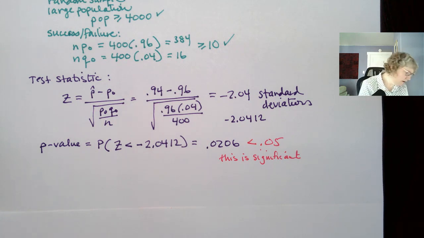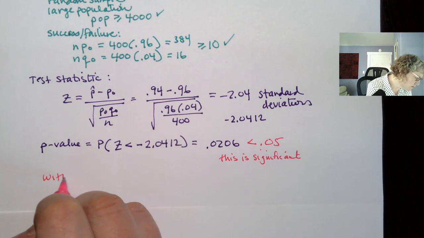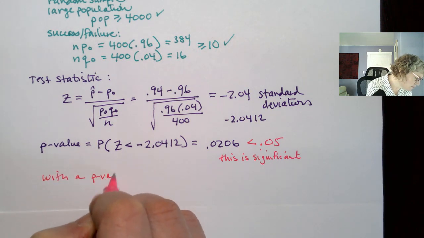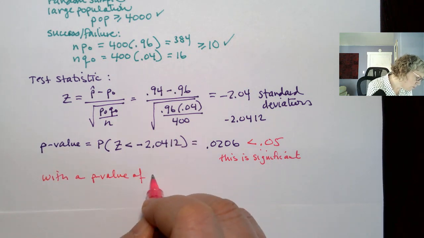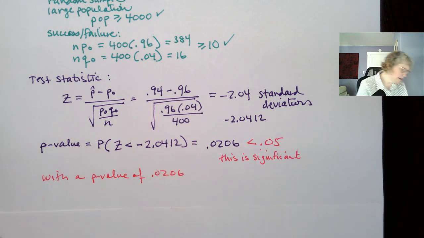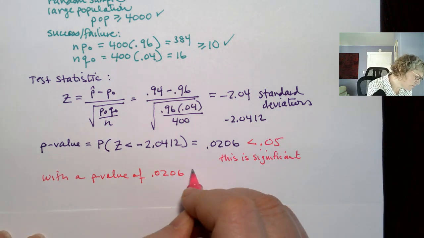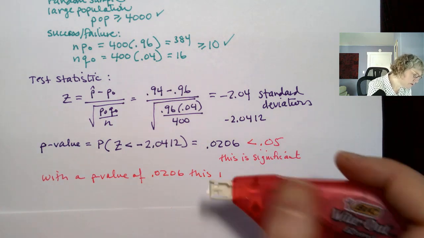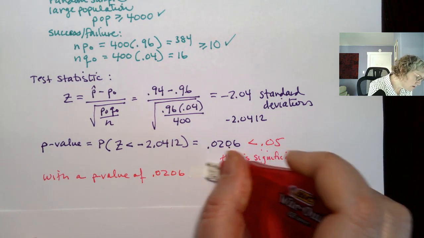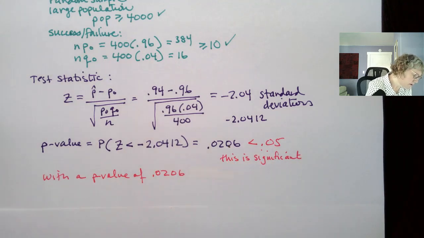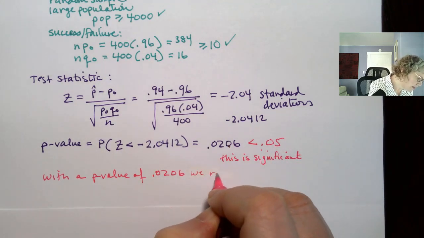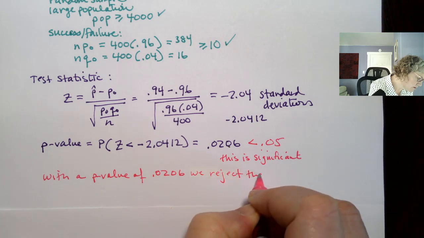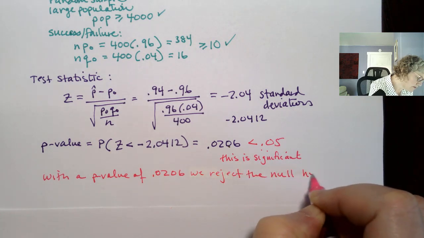Okay, so with a p-value of 0.0206, we could say this is strong evidence. It's pretty strong, right? It's only 2%. Actually, I want to say we reject the null first. Then I'll talk about the evidence. We reject the null hypothesis.